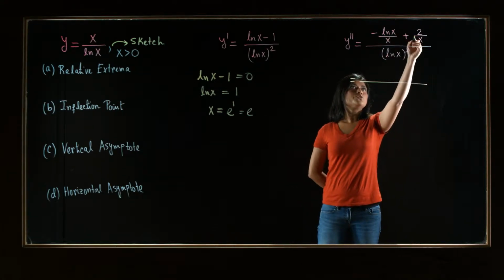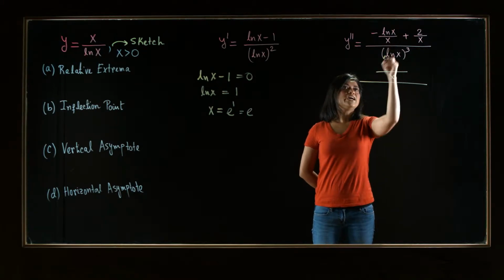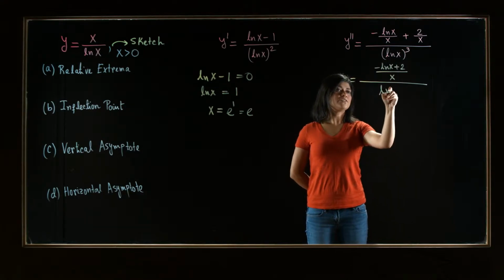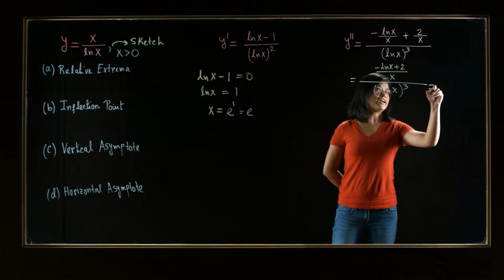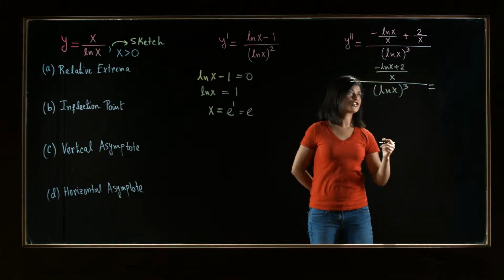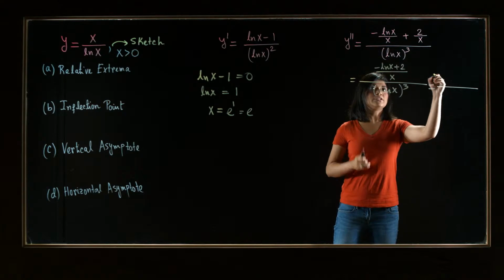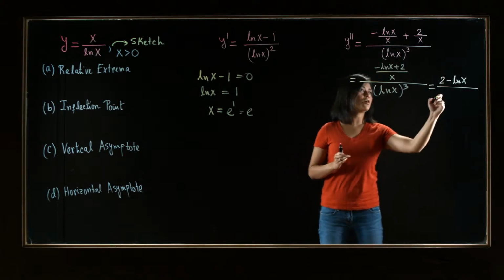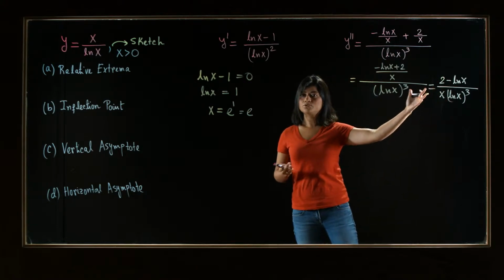Note that in the numerator, we can add these two expressions together with a common denominator, and the common denominator is x. So we have negative of ln of x plus 2 in the numerator, and the denominator is natural log of x cubed. To write it as one single fraction, the numerator stays in the numerator, so let's just switch it: 2 minus natural log of x, and this x comes in the denominator with the ln of x cubed. So that's a much simpler expression to work with.